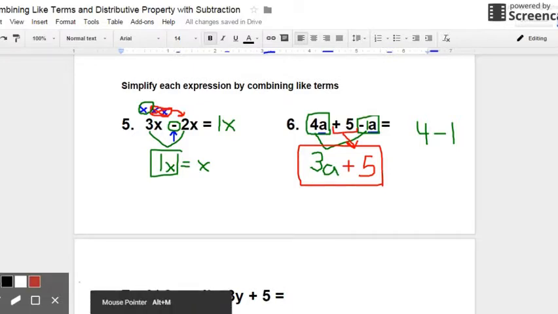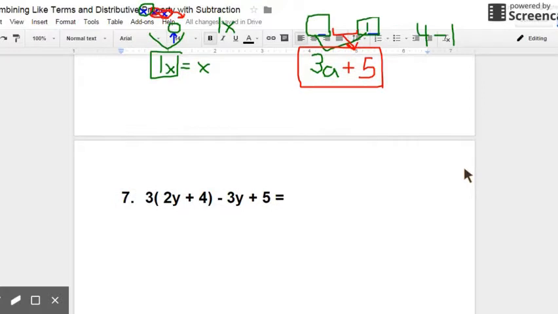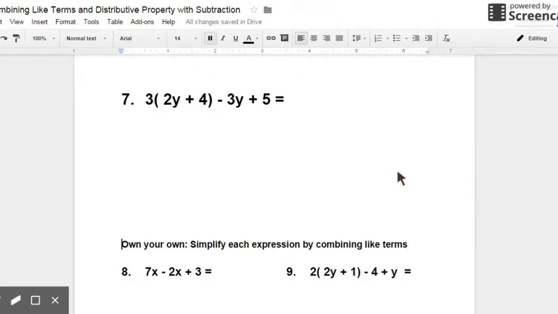All right, so that's the important piece today, is we have to look at what the sign is in front of the numbers. Now we will have both, where we have addition and subtraction. So you have to be careful, look at what you have. So let's go over one that has both and also has a distributive property in it.